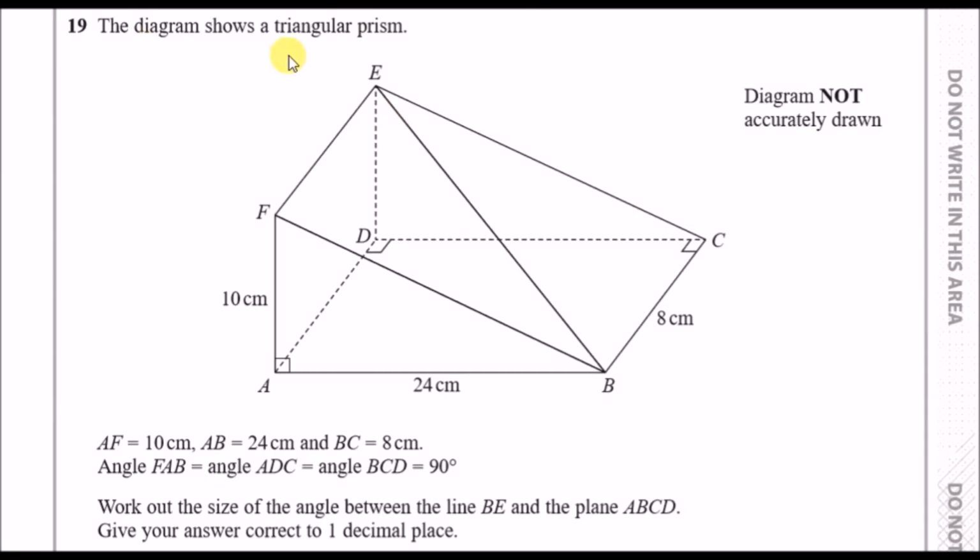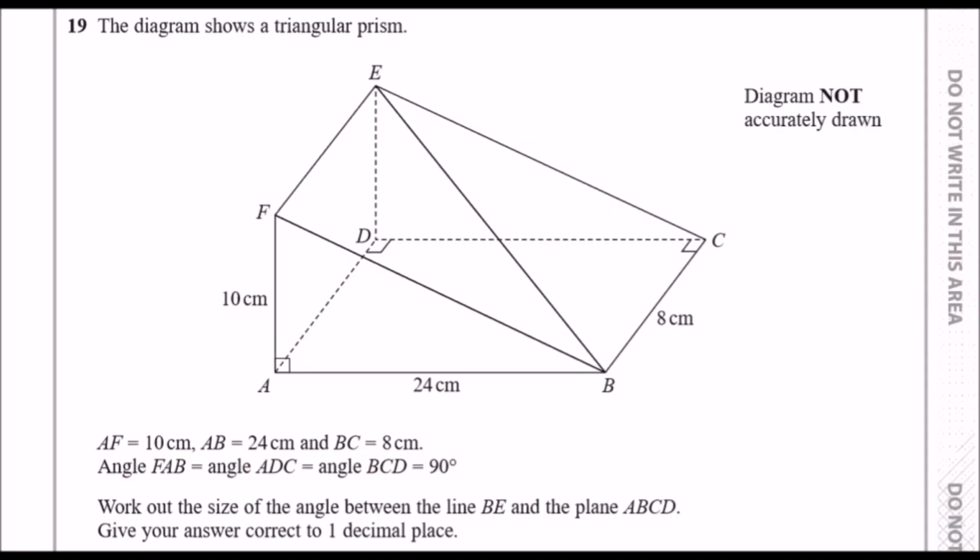So, the diagram shows a triangular prism. I bet you're going to have to find a diagonal line and probably the angle between a line and a plane. AF is 10, AB is 24, and BC is 8. Angles FAB, ADC and BCD are all right angles, so they're all 90 degrees. Work out the size of the angle between the line BE, which is this line here, and the plane ABCD, so the ground over here. Give your answer correct to 1 dp.